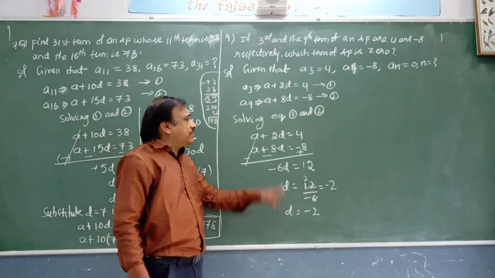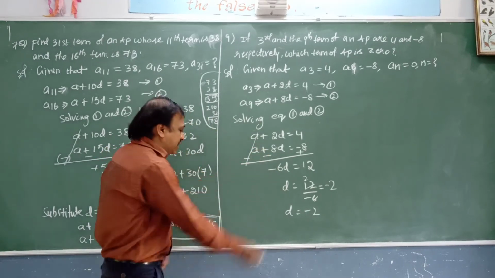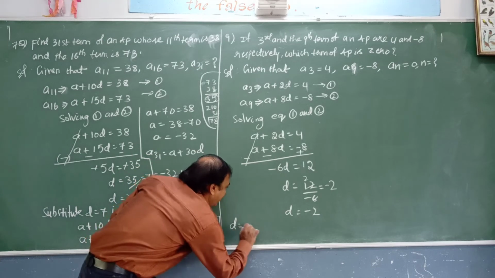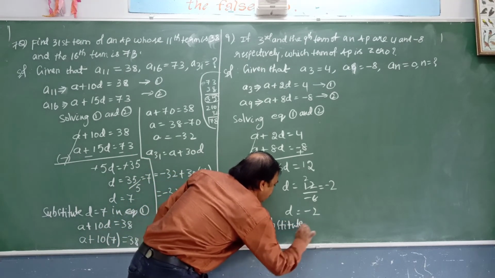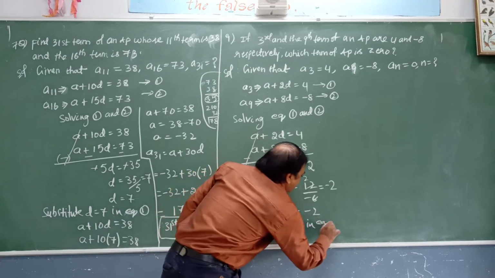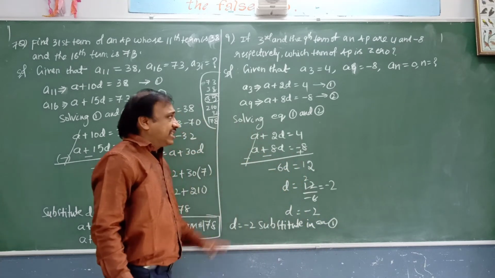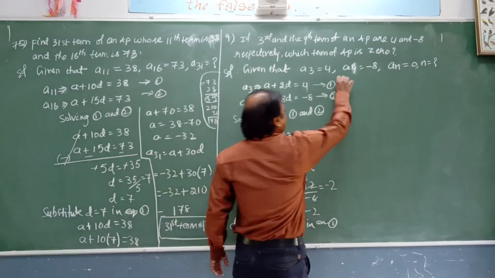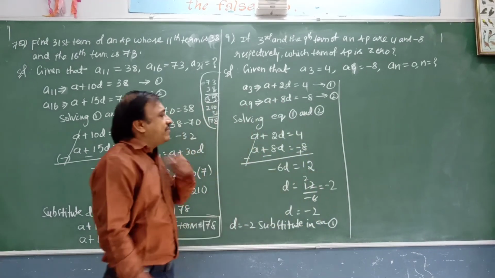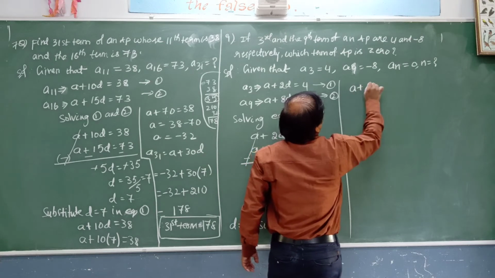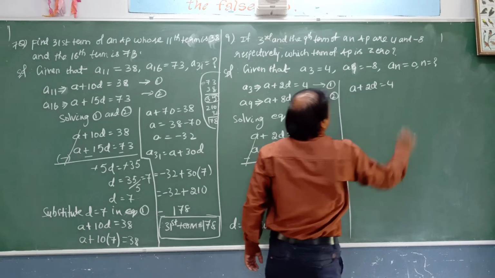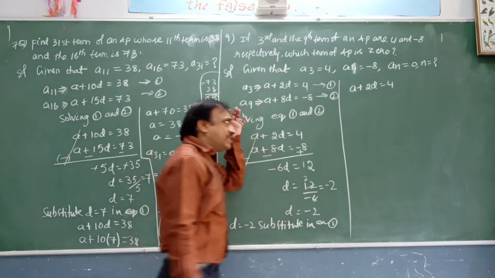Now substitute the d value in any one of these equations. So d is equal to minus 2. Substitute in equation either 1 or 2. You can substitute in any equation. What is equation 1? A plus 2d is equal to 4. In that case, the d value is minus 2.